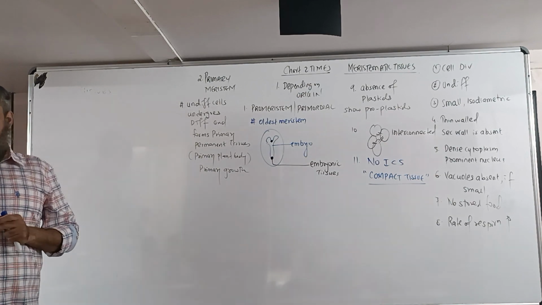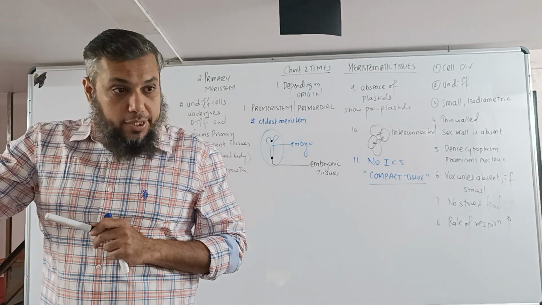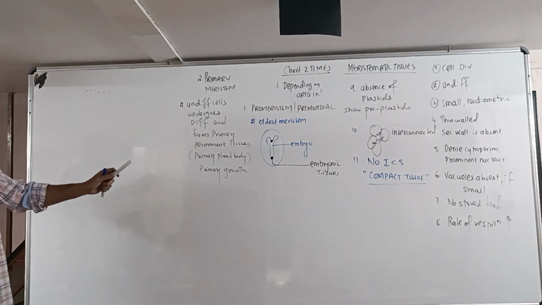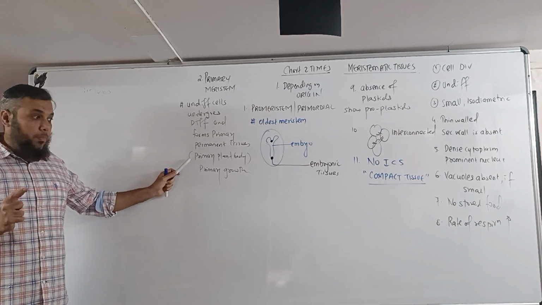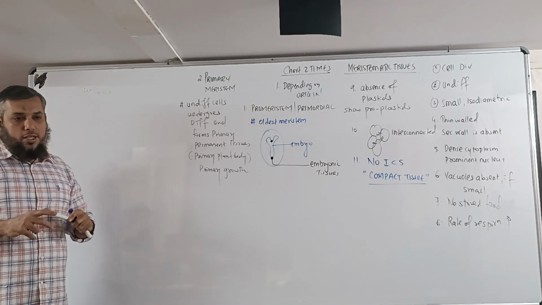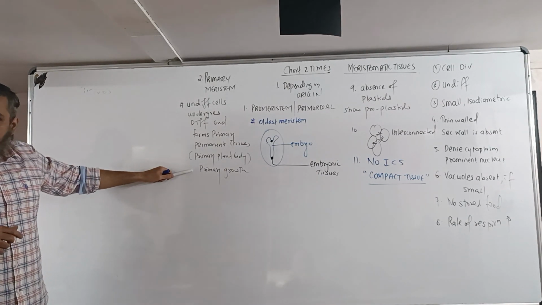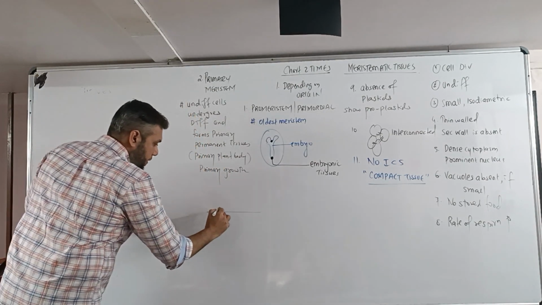Once upon a time, all the cells were the same. They were undifferentiated. They underwent the process of differentiation, and they result in the formation of primary permanent tissues. That is called the primary plant body, and that growth is called primary growth. So primary meristems are responsible for primary growth. Let us give a few examples of primary meristems.